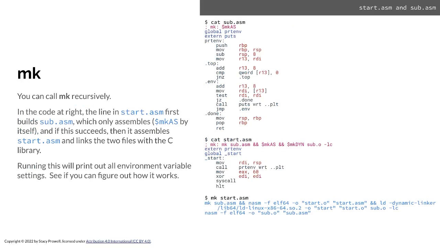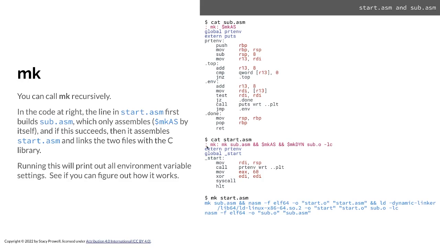You can call make recursively. It can call itself. So up here I have a little subroutine, and then down below it I have a little thing that wants to use it. And so this guy, all it's going to do is assemble. When I run make on this, it just has this make AS, and that's going to call the assembler to assemble this file.